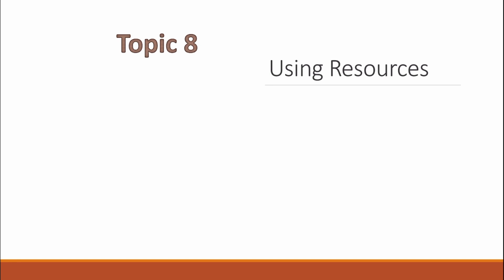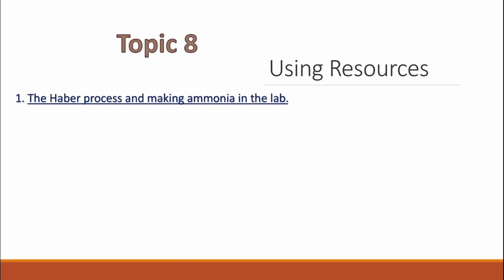And finally, the last topic, which is using resources. So this is topic 10 in your textbook. It has a lot of things to ask you about, but usually they don't tend to ask the same question two successive years. So the Haber process, very common in the exam in general, and making ammonia in the lab, it hasn't been in the exam lately, so I would make sure that I know about making ammonia.